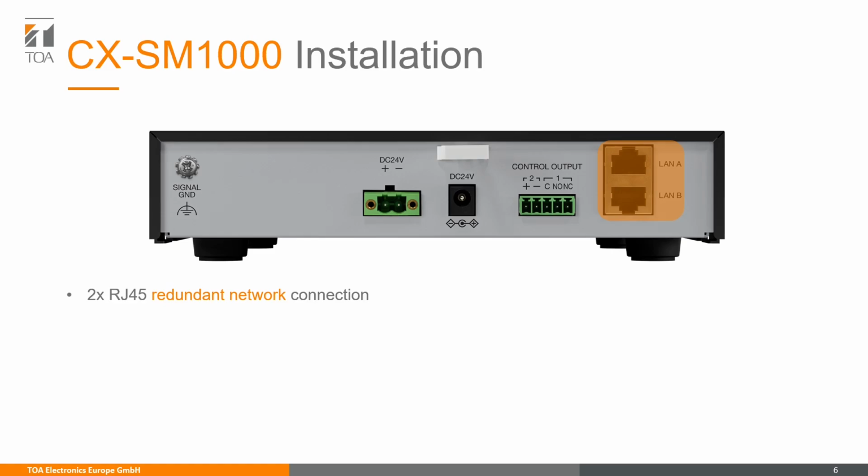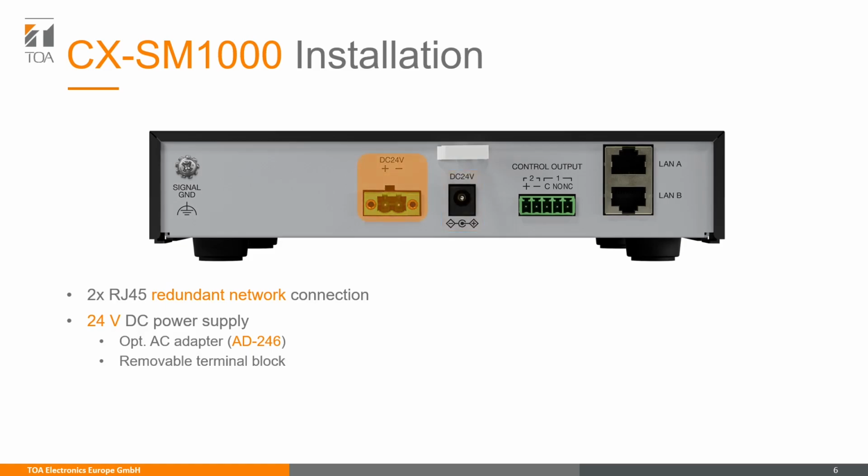Of course, the device also needs power, and for this we need a 24 volts DC power supply. This can be done via an AC adapter like our AD246, or you can connect another power source via the removable terminal block. And it's important to remember to ground the device to avoid unintended system behavior. Finally, we have a cord clamp that makes it easy to bundle and fixate the cables that are connected to the device to ensure a clean and tidy installation.